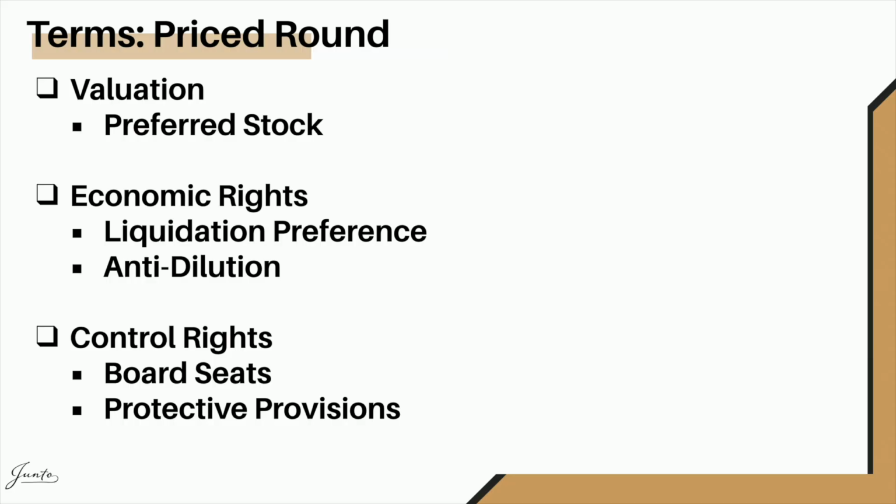When we're talking about a priced round, we're talking about the valuation, which is exactly what we just went over, the pre-money and post-money valuation. And we're usually talking about a valuation that comes with preferred stock, which we'll talk about in other sections, the types of rights that preferred stock has over common stock. We're also talking about other economic rights outside of valuation, such as a liquidation preference and anti-dilution rights. And we're talking about control rights, board seats, and other protective provisions.